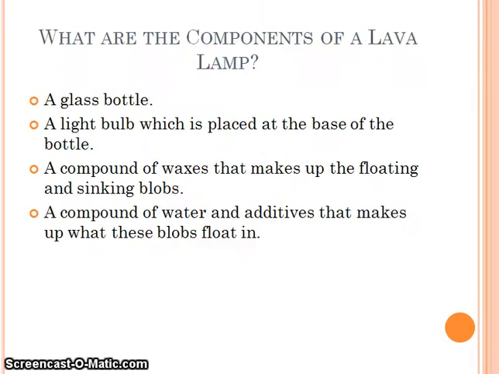Now, the components of a lava lamp are very simple. It's just a glass bottle, a light bulb which is placed at the base of the bottle, a compound of waxes that make up the floating and sinking blobs, and a component of water and additives that makes up what these blobs float in, and we'll talk about those later.